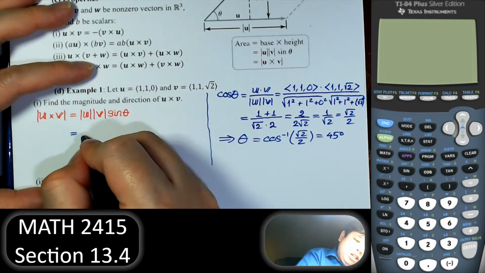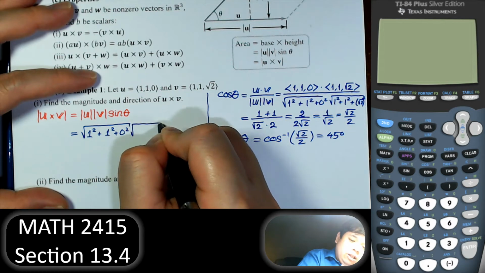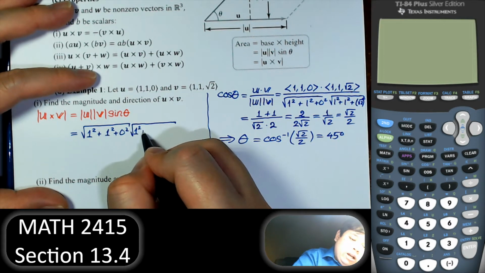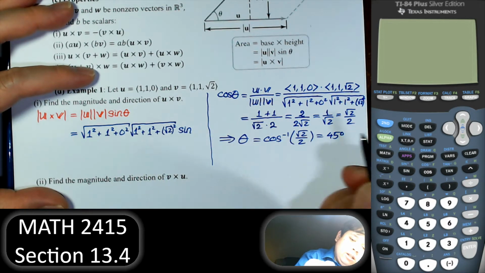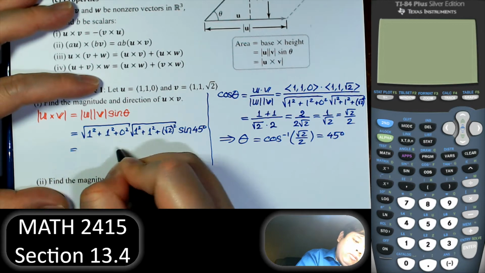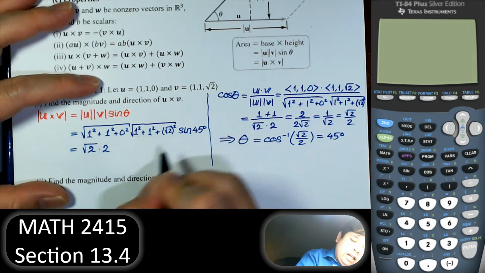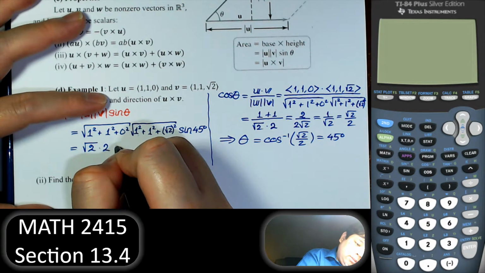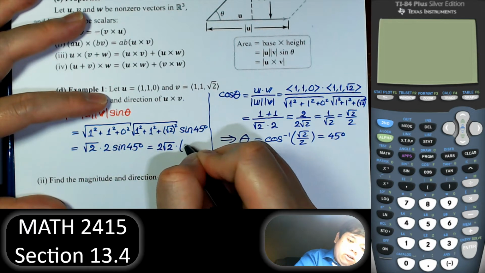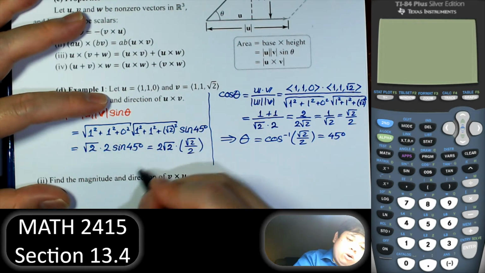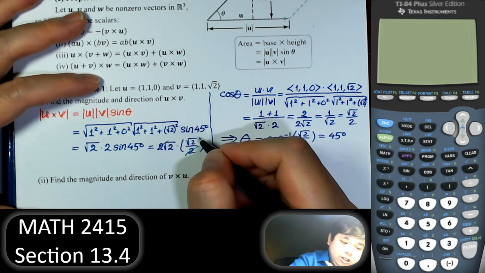The magnitude of U is going to be 1 square plus 1 square plus 0 square, Pythagorean theorem. And then the magnitude of V, 1 square plus 1 square plus square root of 2 square, and then sine of 45 degrees. So we have square root of 2, and then square root of 4, which is 2, and sine of 45 degrees, which is square root of 2 over 2. Alright, there's a lot to simplify. Square root of 2 times square root of 2 is 2. So the magnitude is 2.